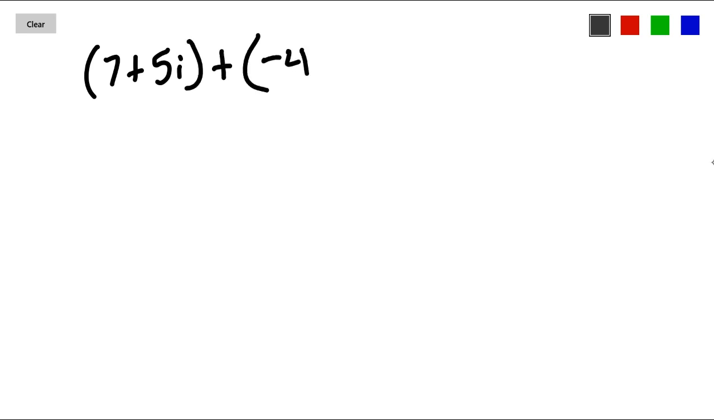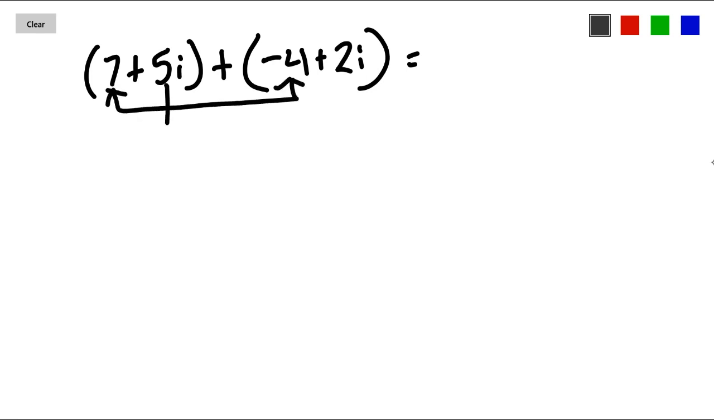So today I want to talk about how we add, subtract, and multiply these numbers together. It's pretty simple, but let's go through a few examples here. So let's say that I have 7 plus 5i, and I want to add that to -4 plus 2i. So this is pretty similar to just adding polynomial terms together in the fact that we have to combine the like terms. So the real parts combine with the real parts and the imaginary parts combine with the imaginary parts.